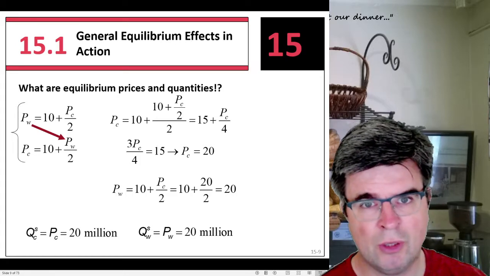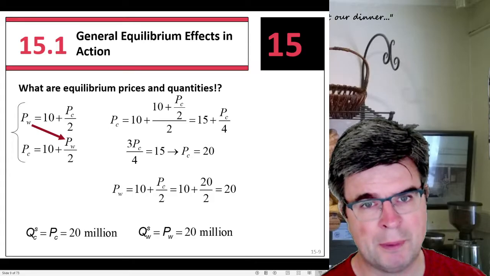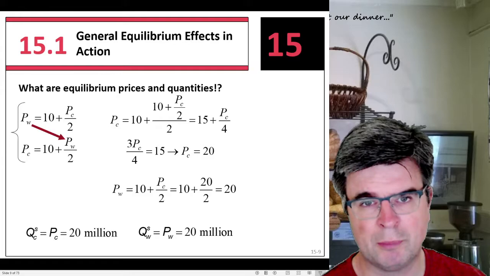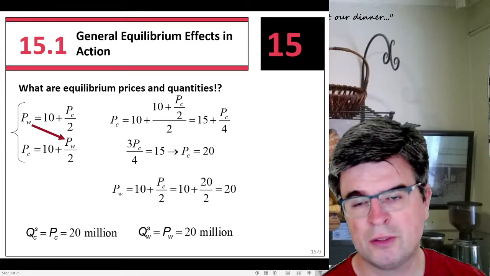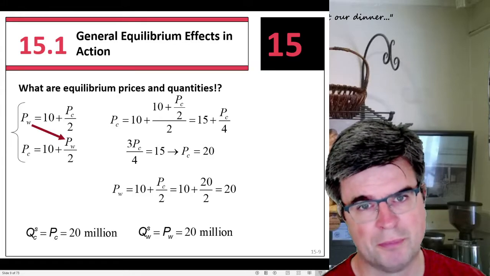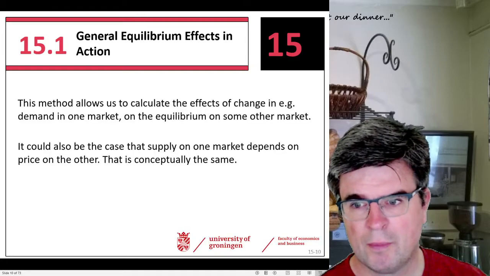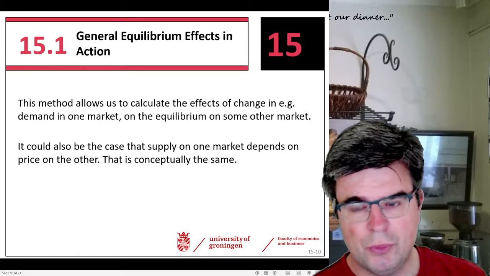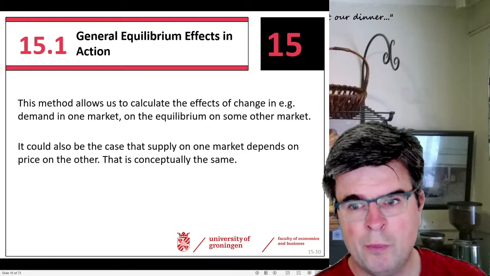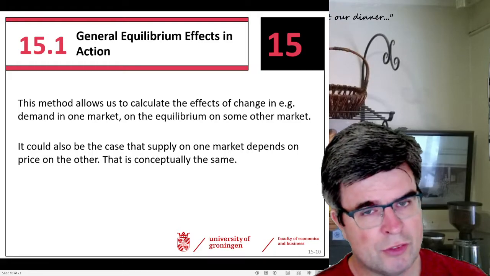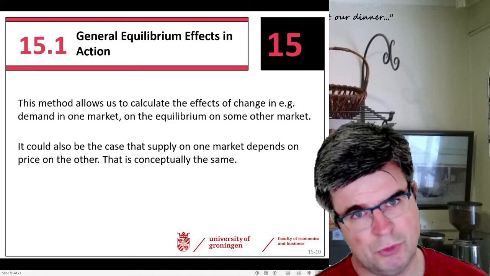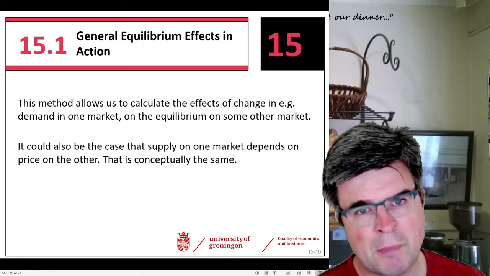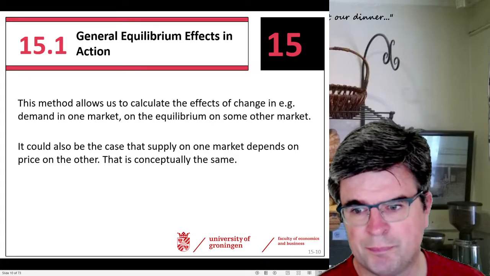And that completes our practical application. So this is the first example of general equilibrium theory that you got, and this is pretty straightforward. It's a very useful tool, because in this way we can compute the effects of a change in one market, so a shock to the demand or the supply in one market, on the equilibrium outcomes in another market.